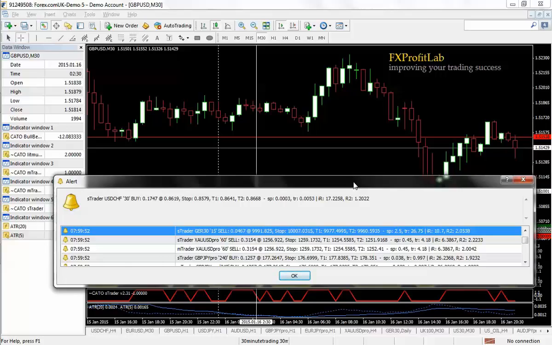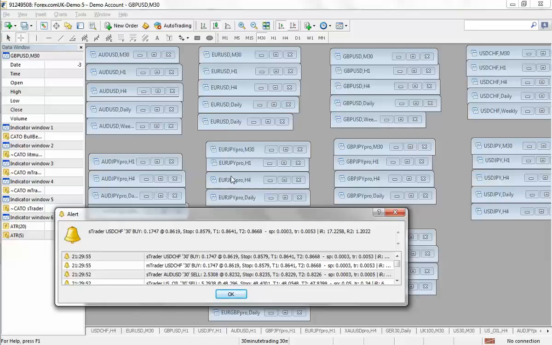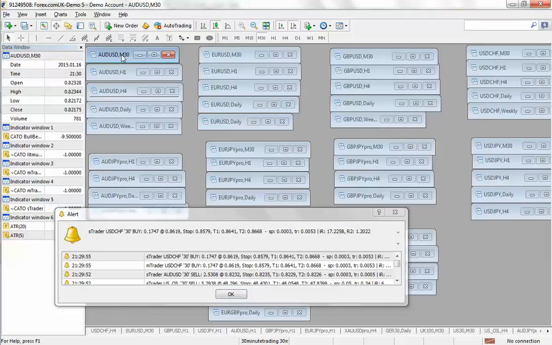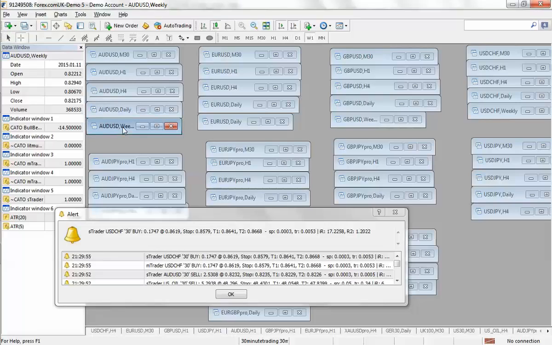And then the alerts will be associated with any one of these you've got. For example, here I've said that I'm interested in the Aussie dollar on the 30-minute, the hour, the 4-hour, the daily, and the weekly, which means that this alert system, when you've got the software running, will give you alerts for all of those at these different timescales.